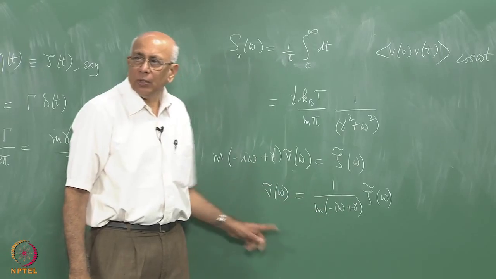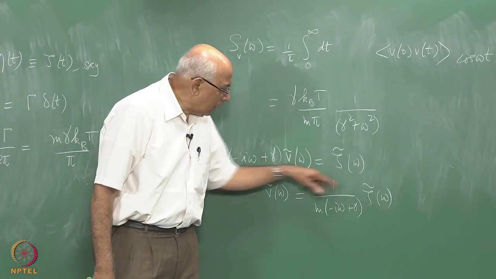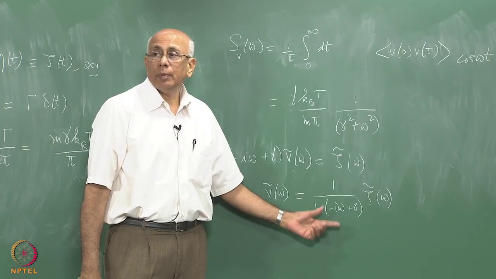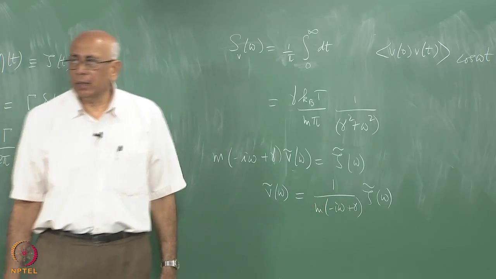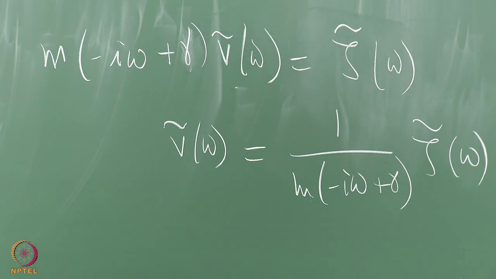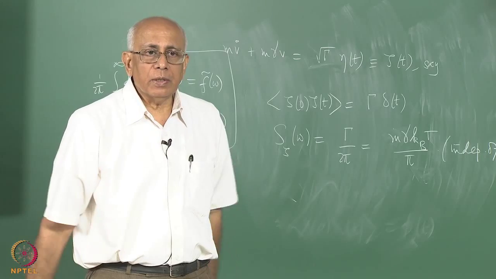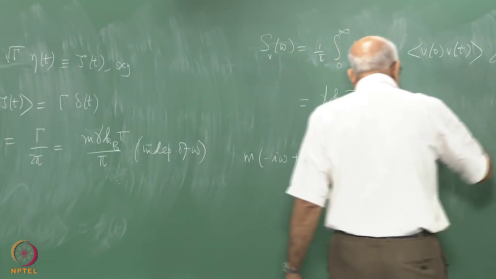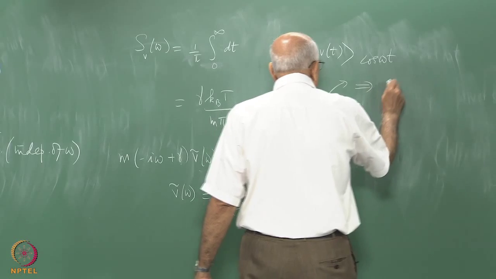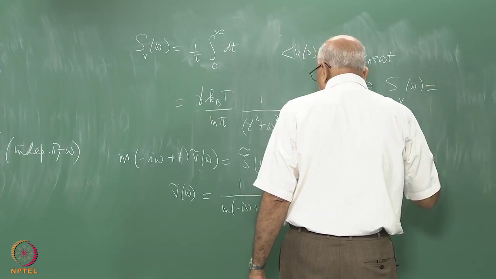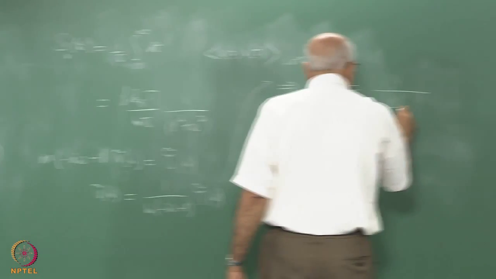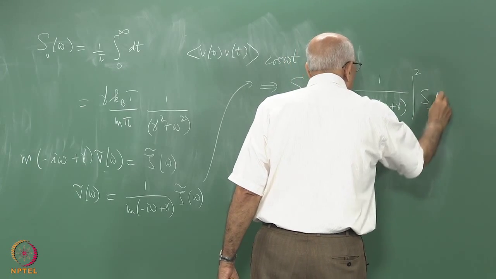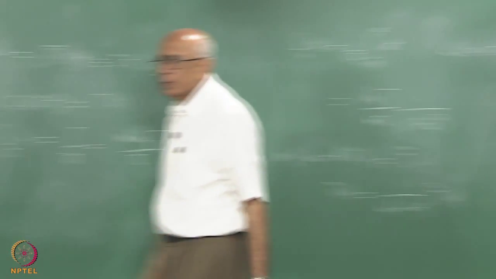The moment you have a relation of this kind, in general, you have the Fourier transform of the output variable related to that of the input variable through a susceptibility of this kind. This is called the dynamic mobility in this particular case. Then the power spectra are related by simply taking the modulus squared of this susceptibility. That is a relation which can be proved in some generality. So let me state here, without going through the details, that this automatically implies that S_V of omega must equal the modulus squared of 1 over m(minus i omega plus gamma), times S zeta of omega. It implies that.